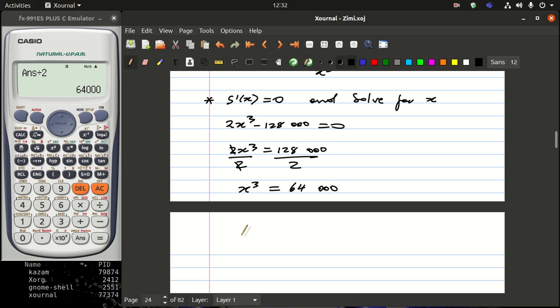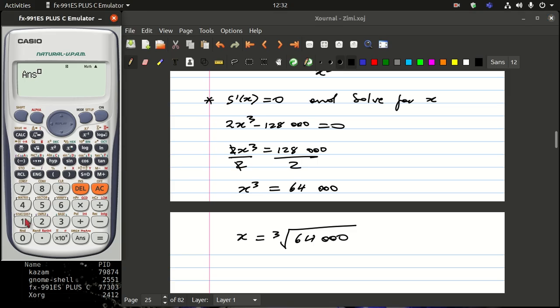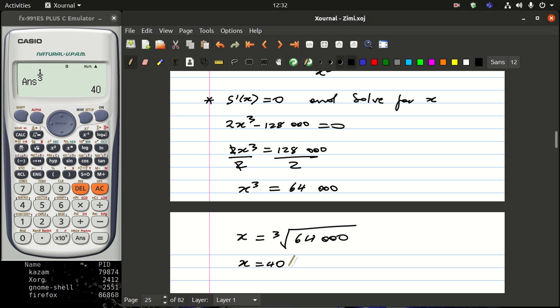So you're having that thing here, and then your x now is going to be the cube root of 64,000. And then of course I'm going to just raise that to 1 over 3. So the answer we're looking for here, our x is equal to 40.